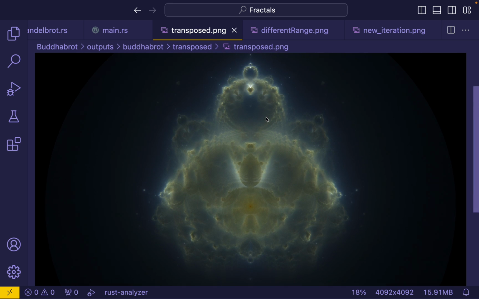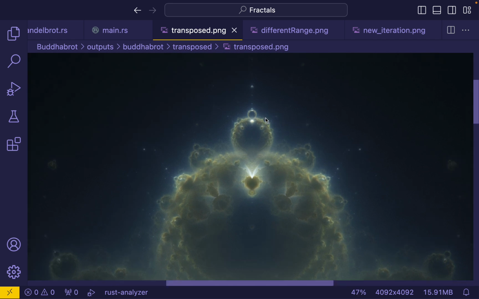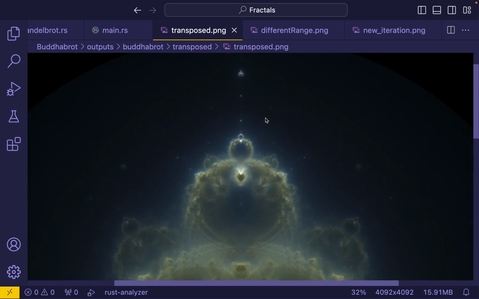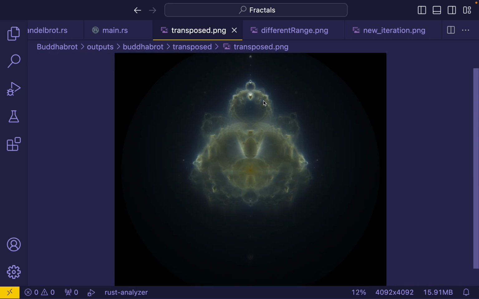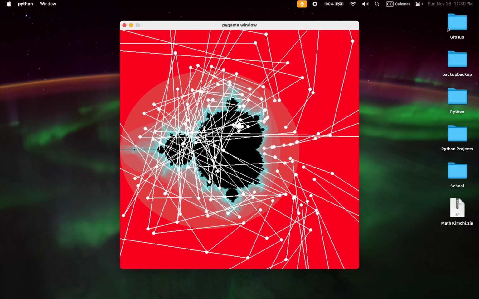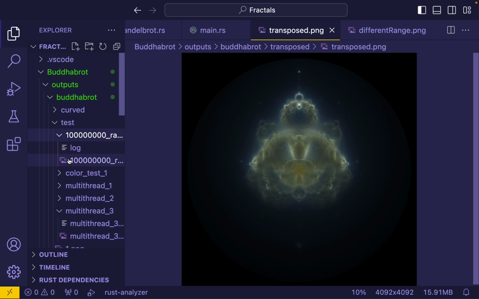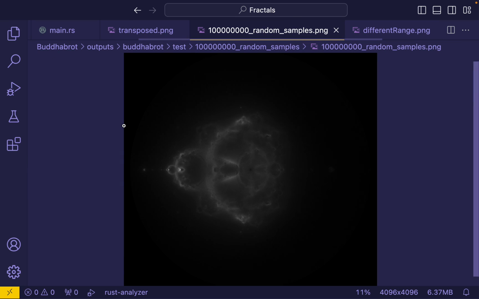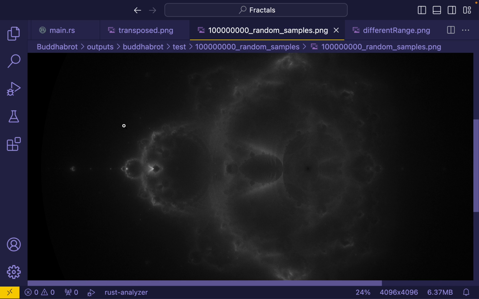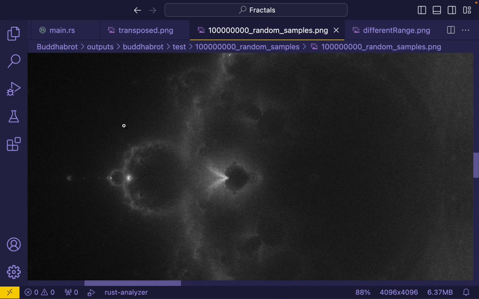Anyways, before I was talking about simply a grayscale, and I do have an image of that, and it looks like this.